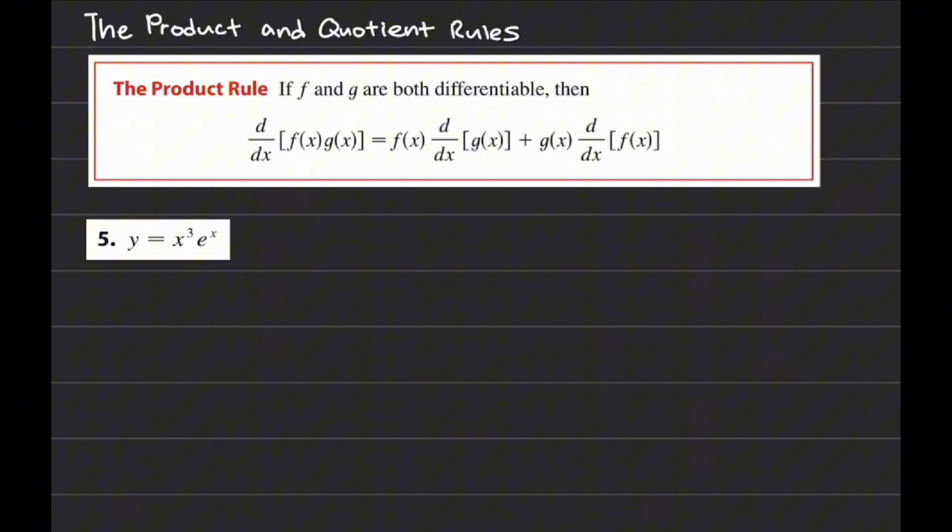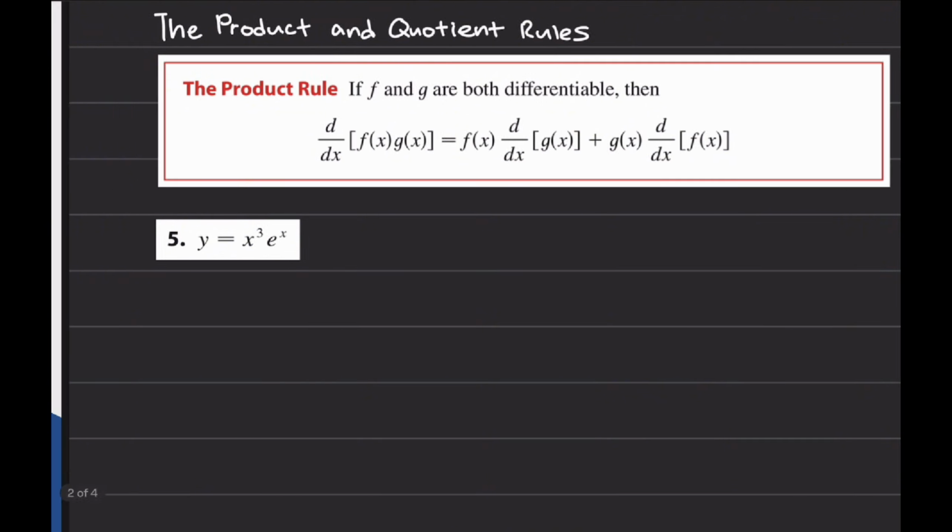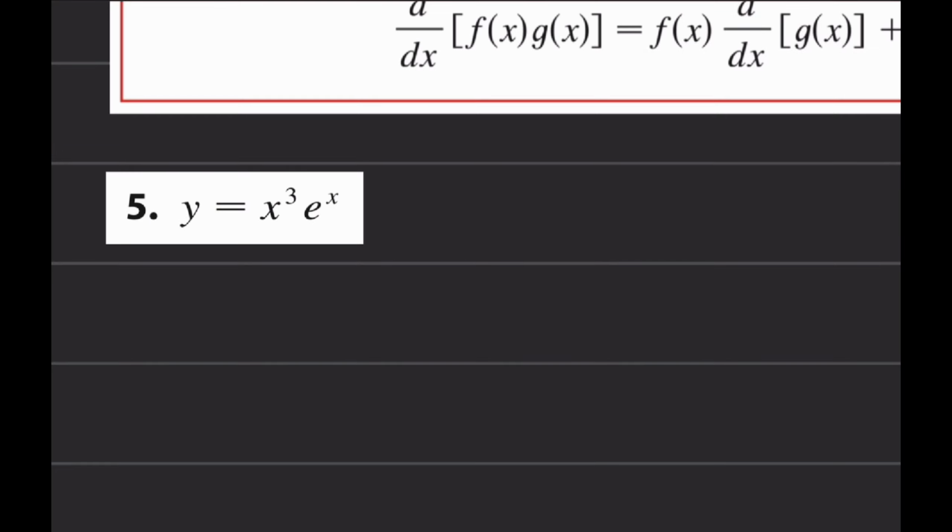As well as higher order derivatives. Okay, so first, we're going to start off with the product rule. It's actually pretty simple, but it's also very powerful. It allows us to finally take the derivatives of products. So, for example, say that we have y is equal to x cubed times e to the x.